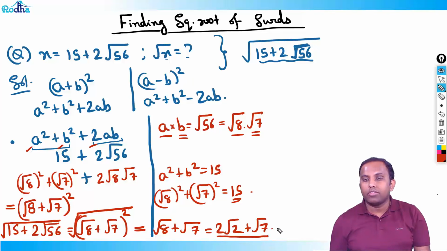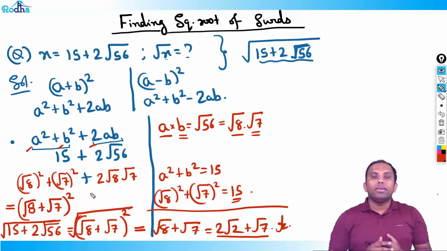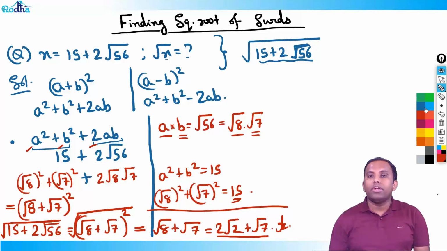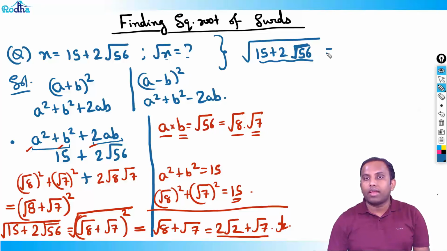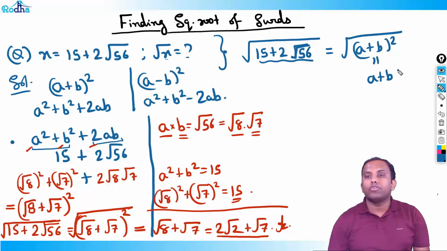Understand this first question, see in detail the concept, and after that you can do it very easily, very fast also, right? So what I did here is I want to convert this 15 plus 2 root 56 in the form of root of a plus b whole square, such that the square root of a plus b whole square should give me a plus b. This is the methodology we are following.